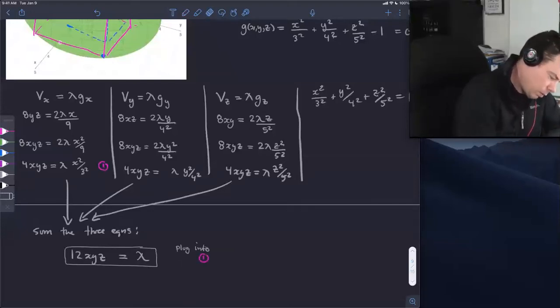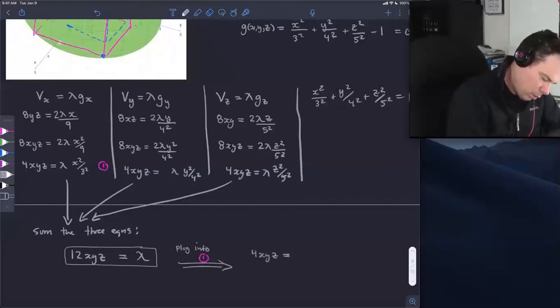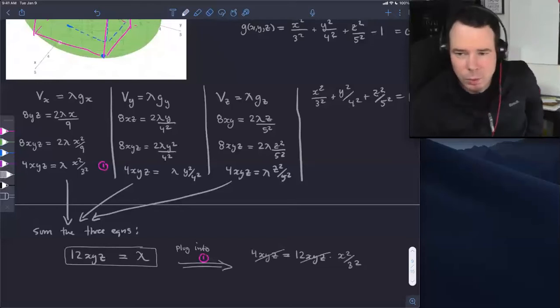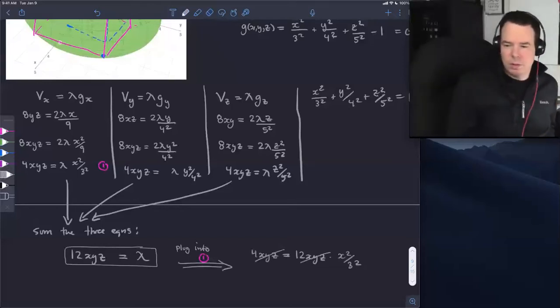And I will indicate that when we do that, what I get is 4xyz is equal to 12xyz, that's lambda, times x squared over 3 squared. And so these xyz's all cancel. I have to be careful that we can really cancel those things off.